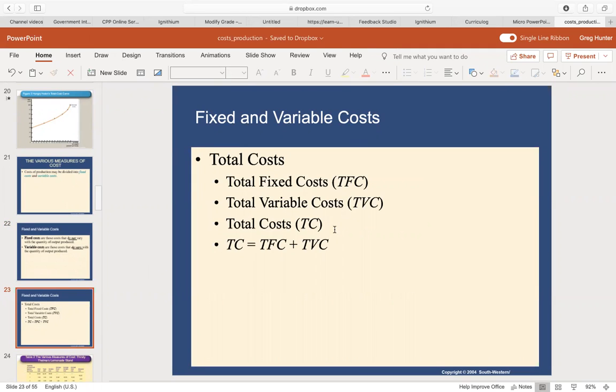Just to make sure, and there's a lot of abbreviations that are going to be thrown your direction, but we're going to use these abbreviations for total fixed costs. Sometimes people just use FC, but right now we're going to use TFC. And total variable costs, again, sometimes you'll just see VC. And the relationship between the total costs, or that you're adding the fixed costs and the variable costs together in order to get the total cost.